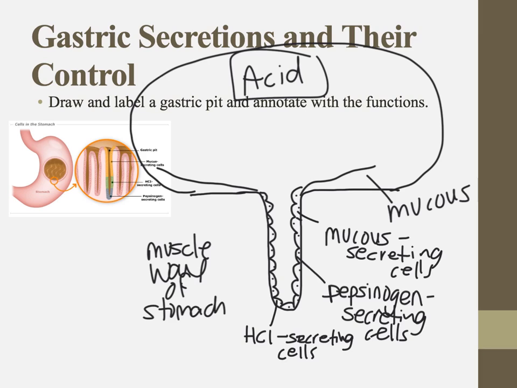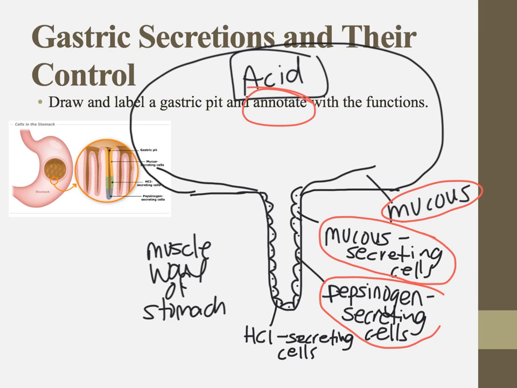Okay, so for my students, I hope you've been listening closely because you're supposed to also annotate with the functions. So you should be able to annotate the function of the mucus, the function of the mucus secreting cells, that shouldn't be hard, the function of the pepsinogen secreting cells, and the function of the HCl secreting cells.